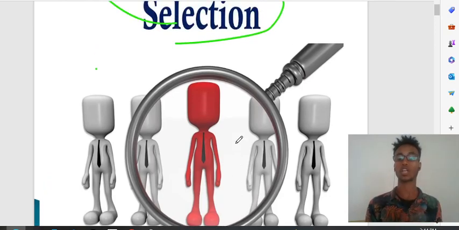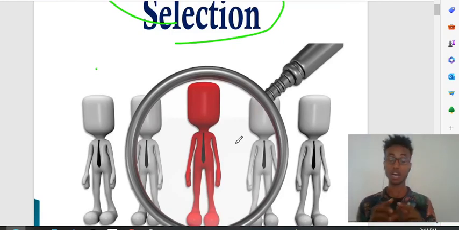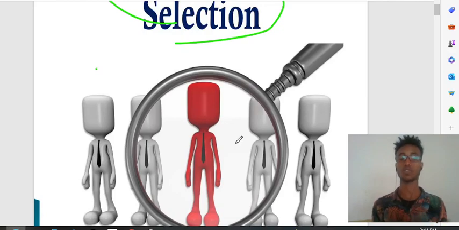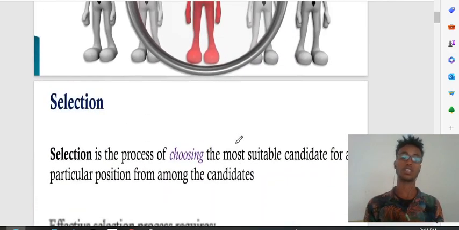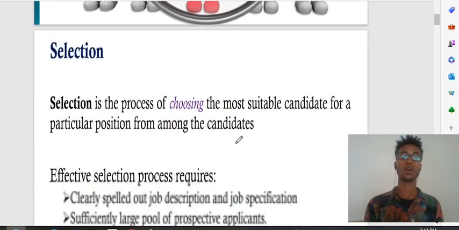It's all about selection. Selection follows recruitment. Selection is a pool of employees. It's all about the meaning of selection. Detail we will see now.